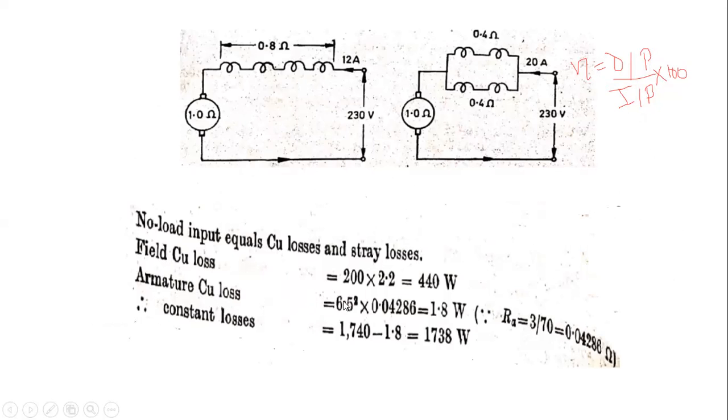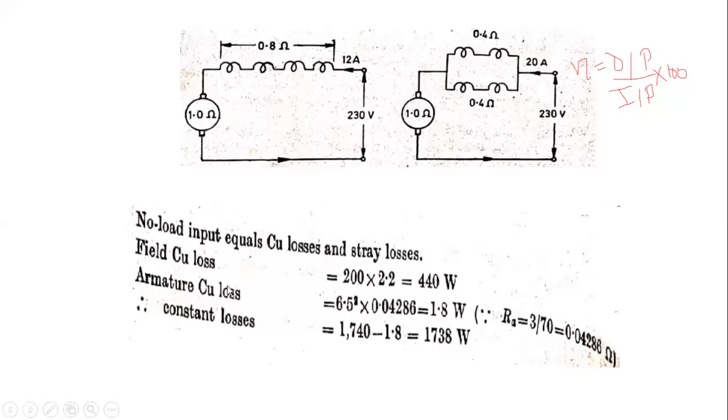Armature copper losses is Ia square into Ra. How do we calculate the 2.2? That is 0.4 connected in parallel to the 0.4. By simplifying this parallel connection of resistances, we obtain the 2.2 Ra. V into Ra is the copper losses. That is 440 volts.